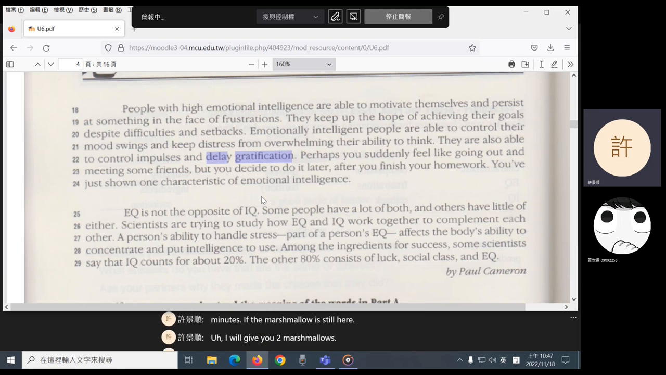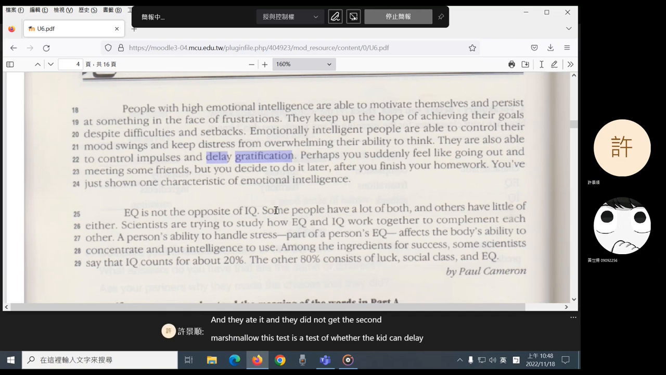And then the guy leaves, and the kid has to stare at this marshmallow for 5 minutes. They know that if they don't eat the marshmallow, they will get a second marshmallow. But some kids still could not resist, and they ate it, and they did not get the second marshmallow. This test is a test of whether the kid can delay gratification.